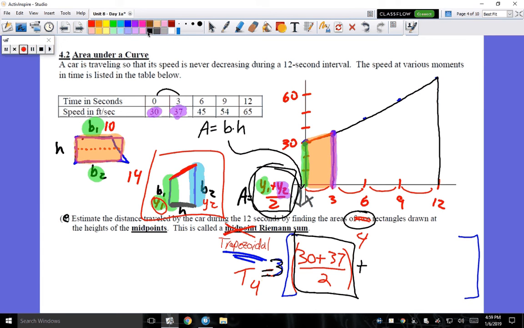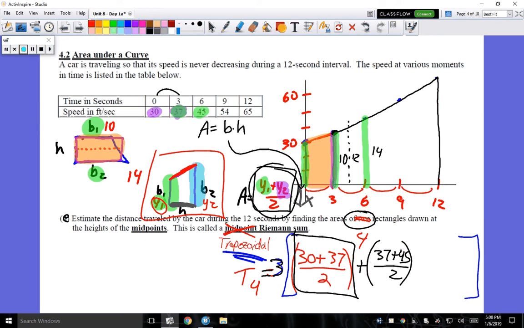So we have this y value. Let me highlight this as I go. This y value here of 37 is going to be with this y value at 6 of 45. So we're going to take the average of those y values. That's going to be like the median. So let's say this was 10, this was 14. This median would be 12, just like I showed you from before.